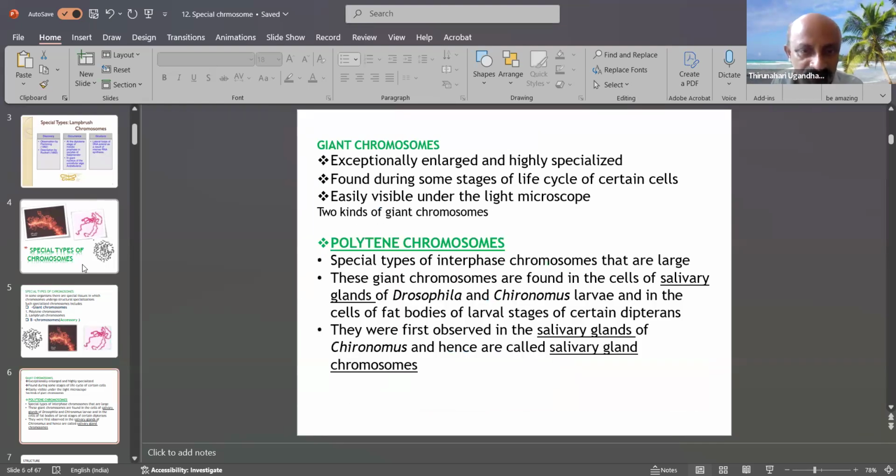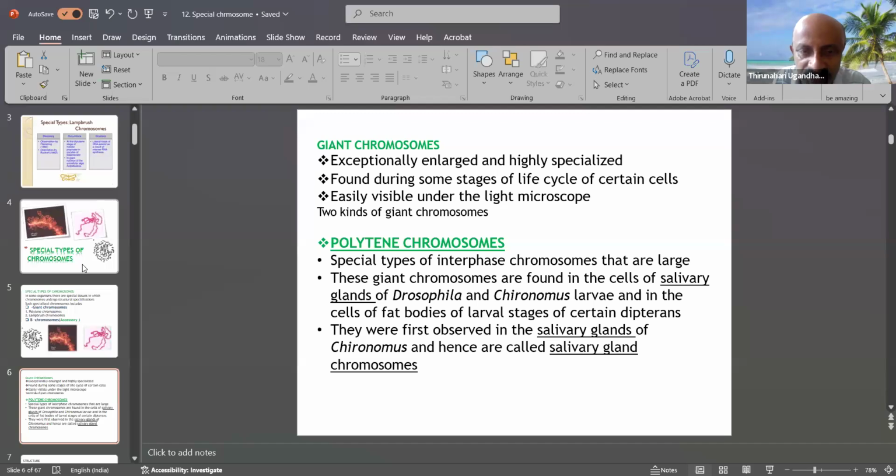The giant chromosomes are exceptionally enlarged and highly specialized during some stages of the life cycle of certain cells, easily visible under the light microscope. So the polytene chromosomes are special types of interphase chromosomes. Interphase means between two cell divisions, the stage of chromosomes which are structurally different to the normal size of the chromosomes.